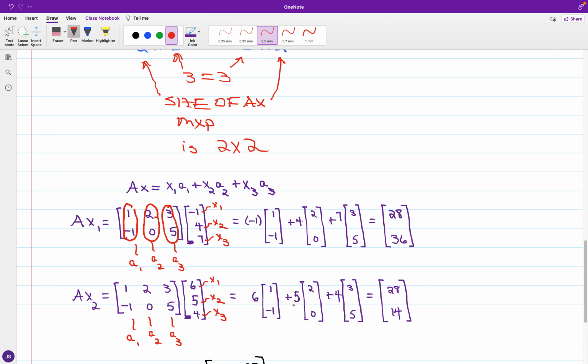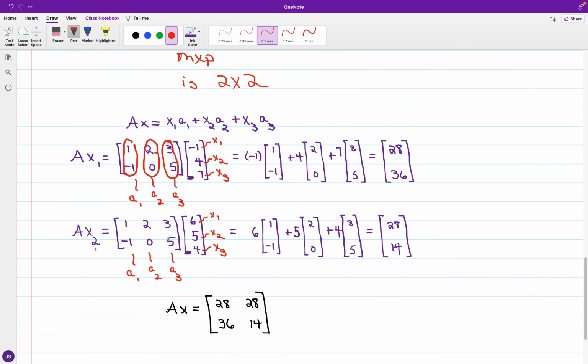Then I'm going to have -6 plus 0 plus 20. That's going to come out to 14. And so we got a 2 by 2 matrix, and this will be formed by clustering together the products. So you have A x of 1, we have 28, 36. A x of 2 comes out to 28, 14, and just putting together the overall product, we have first column, we have 28 and 36. Second column, we have 28 and 14. And so that will be our product matrix.